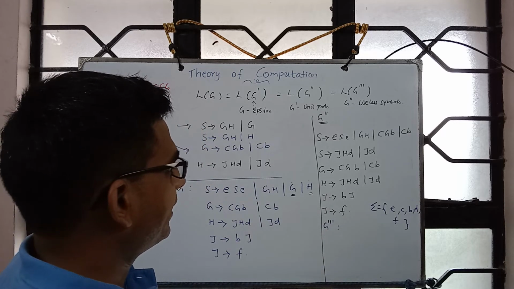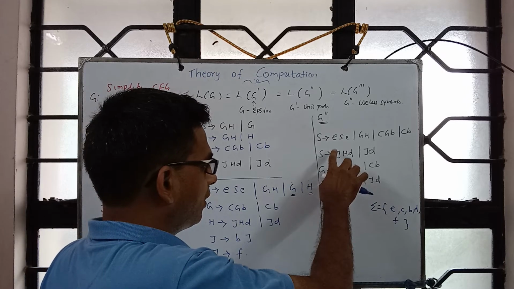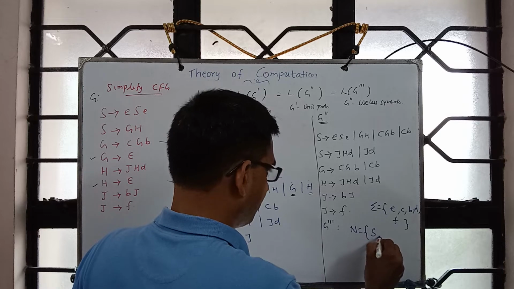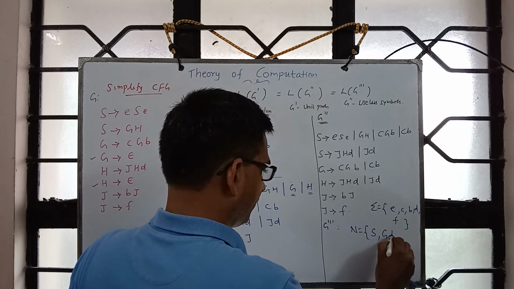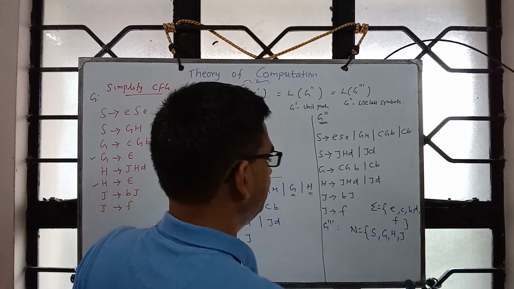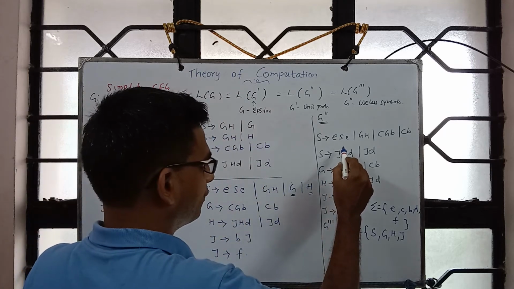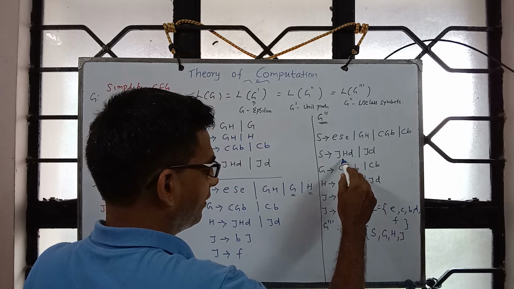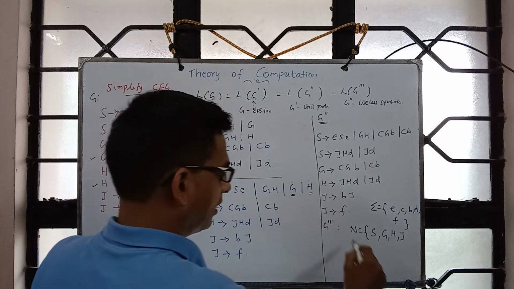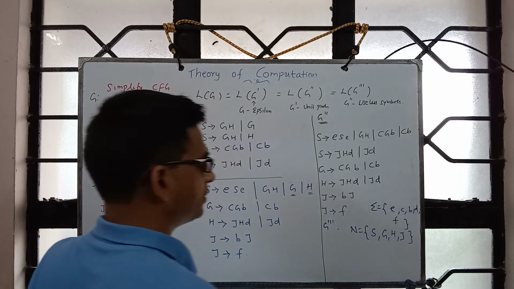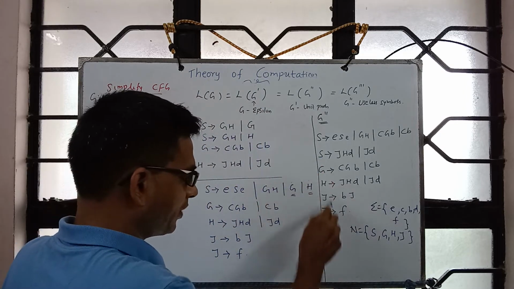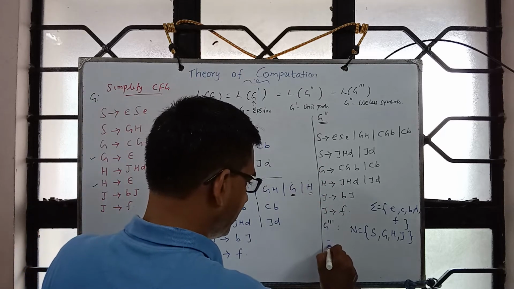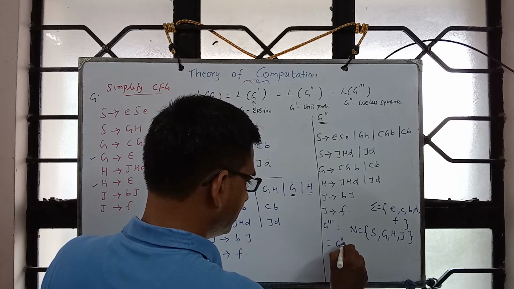So this clearly tells you that all these symbols are useful. So N consists of S, G, H, and then J from this, and all these symbols are useful symbols, and all productions are useful, so no need to simplify further. So G triple prime is same as G double prime.